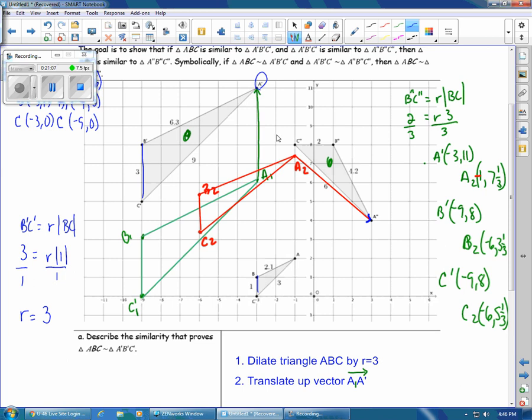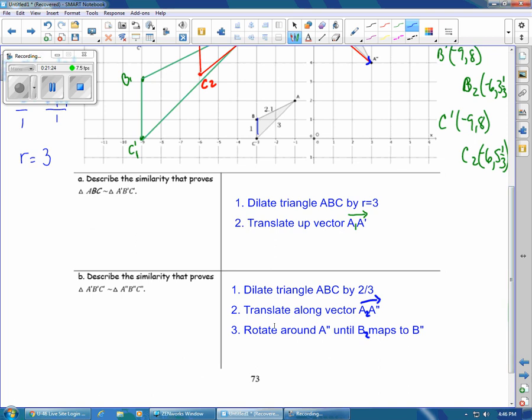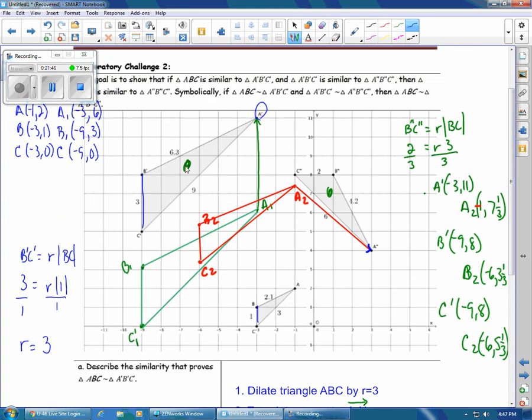Anyway, I drew in a vector from A sub 2 to A. And so if I translate this triangle along that vector and then I rotate around until B sub 2 maps to B double prime, I will prove that they are congruent. So describing the similarity, I would dilate triangle A prime, B prime, C prime, I'm sorry, I need to add those primes in, by 2/3 and then translate along vector A sub 2, A double prime, and rotate around A double prime until B sub 2 maps to B double prime. I shrunk this shape so that it would be the same size as this shape, and then I can map one on top of the other to prove the congruence.